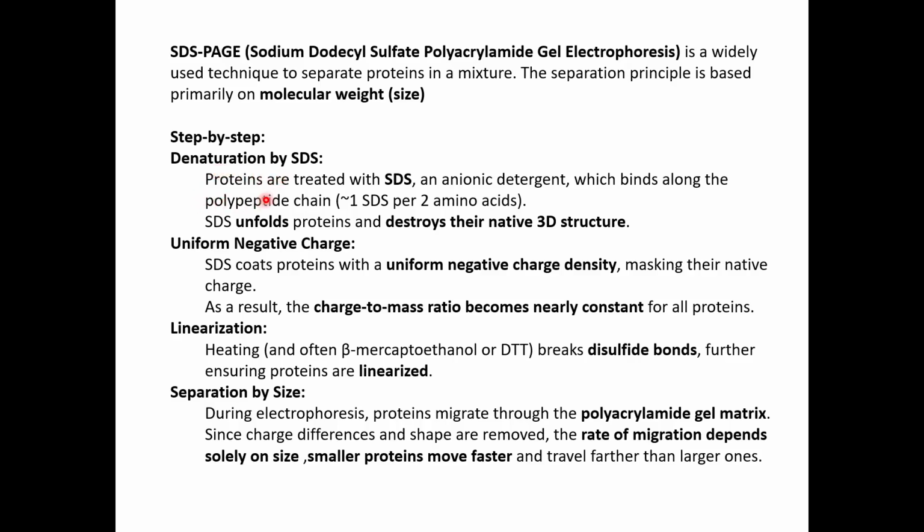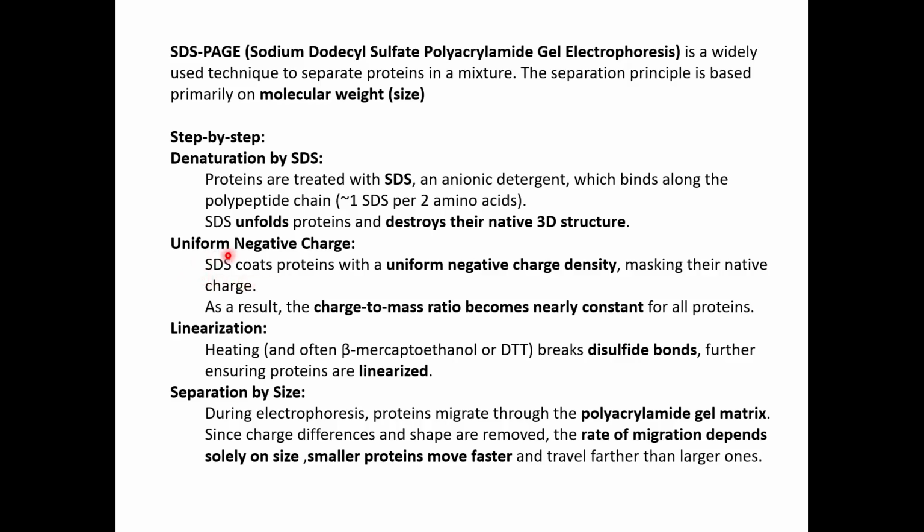So SDS is used to denature and also it prevents the folding of the protein into its 3D structure. So proteins are treated with SDS. It is an anionic detergent which binds along the polypeptide chain. So approximately 1 SDS per 2 amino acids is bound, and SDS unfolds the protein from its native form and destroys its native 3D structure. So this helps the proteins travel in their simpler form into the gel.